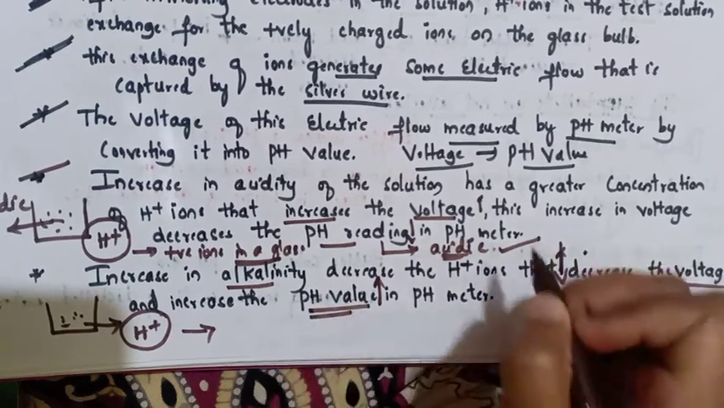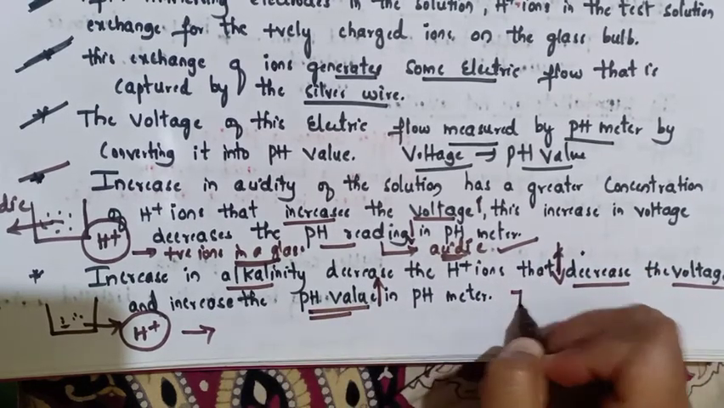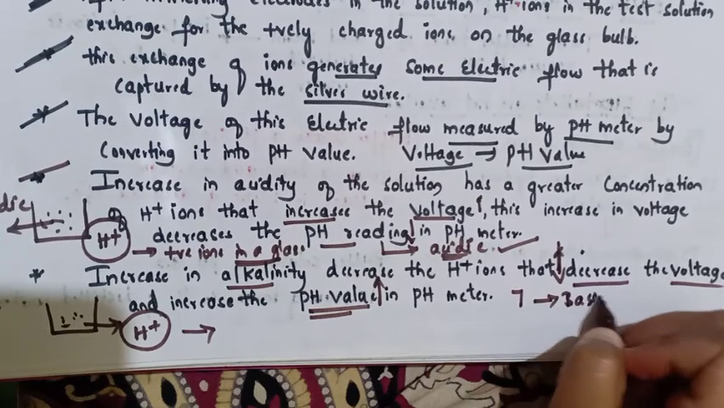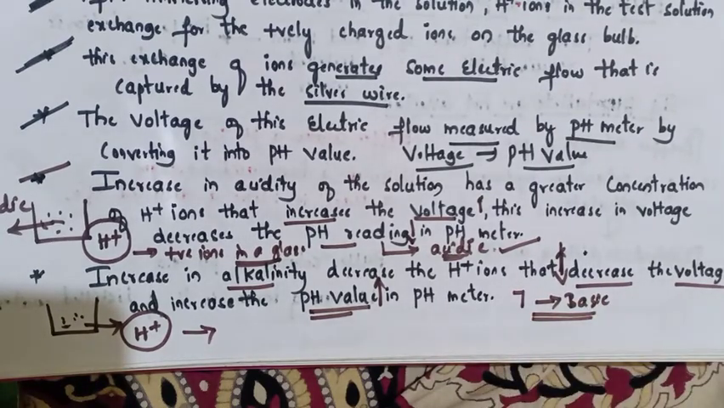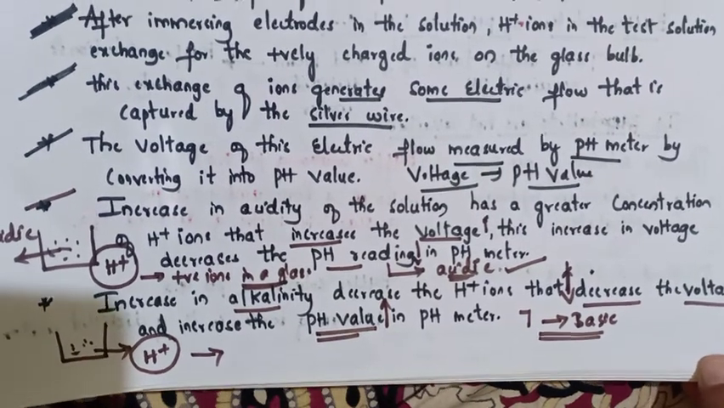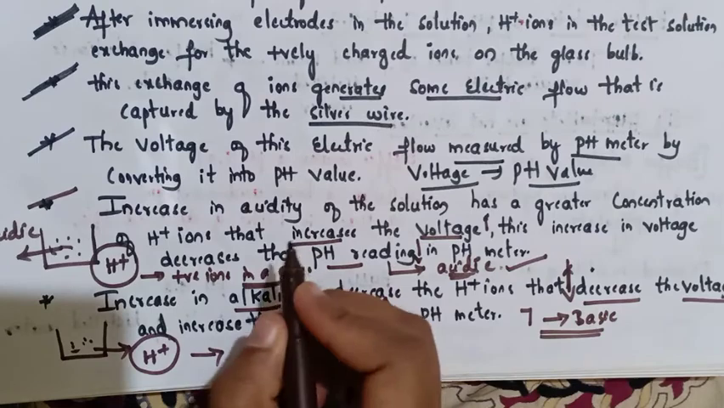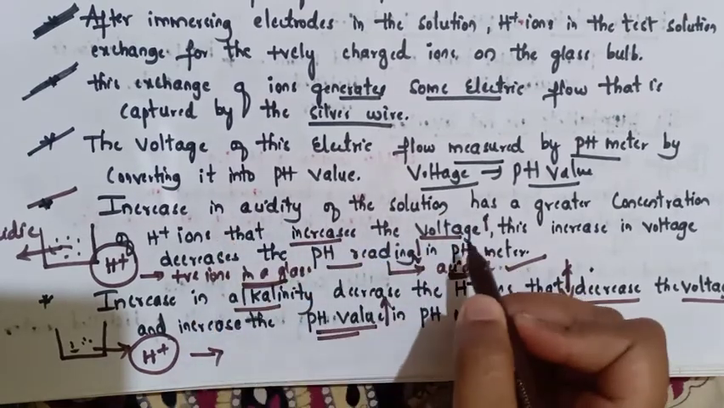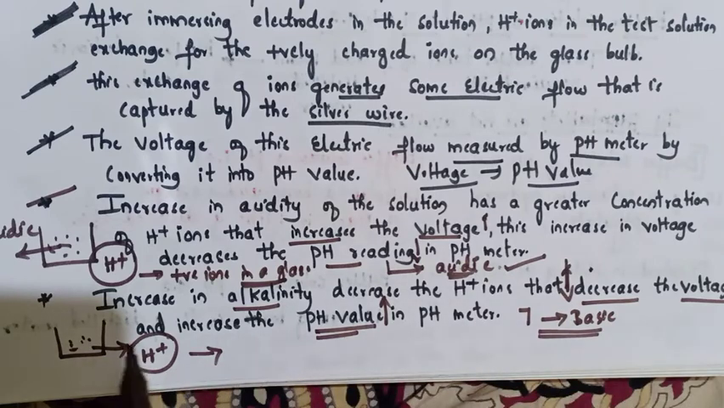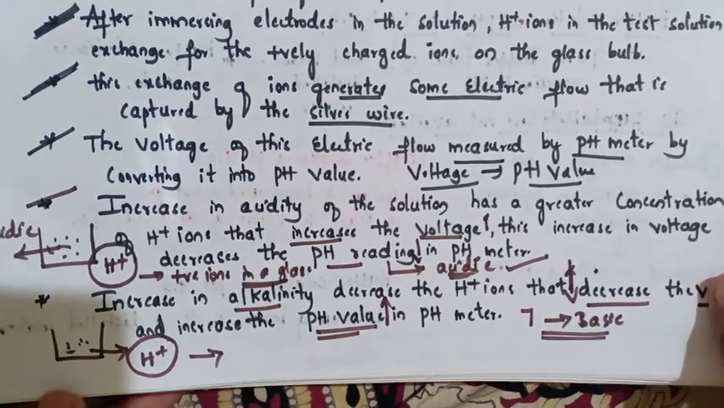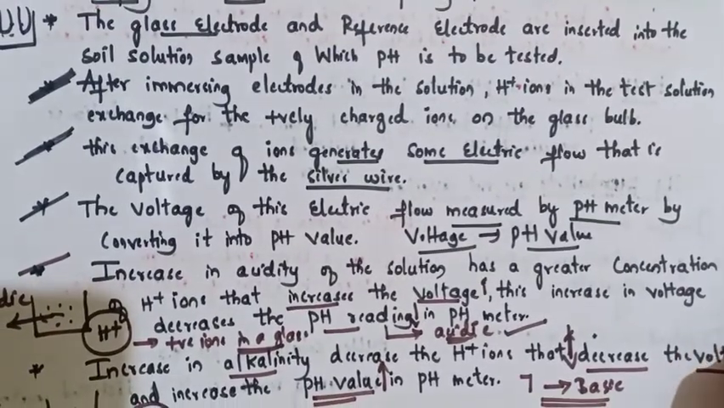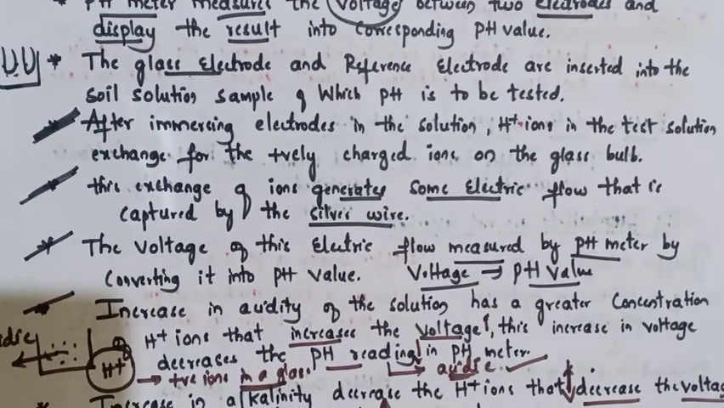An increase in the pH value means pH above 7 is basic. So an increase in pH value indicates that it is a basic soil sample. The important point is that when the soil sample is acidic, the voltage is increased and the pH reading will decrease. When the soil sample is basic, the voltage will decrease and the pH reading will increase. This is the principle of the pH meter. This is very important. I hope you have understood it very well.